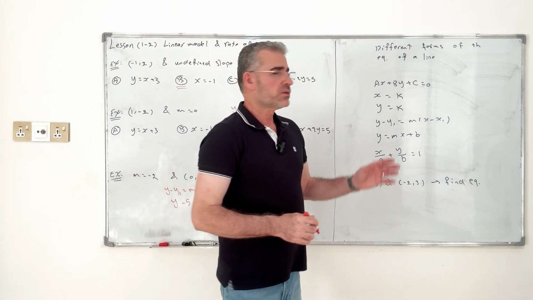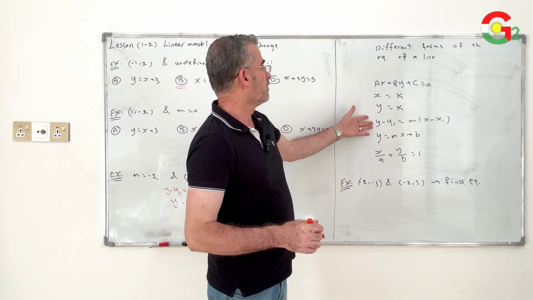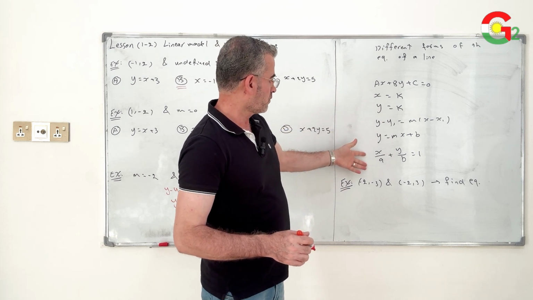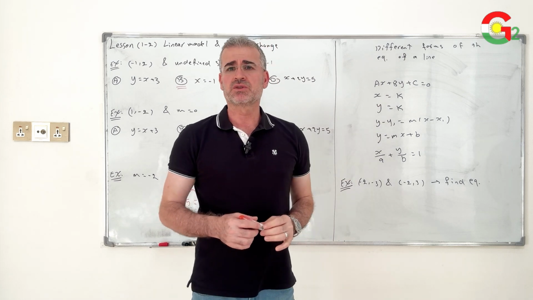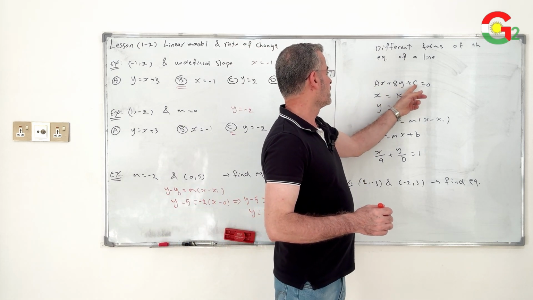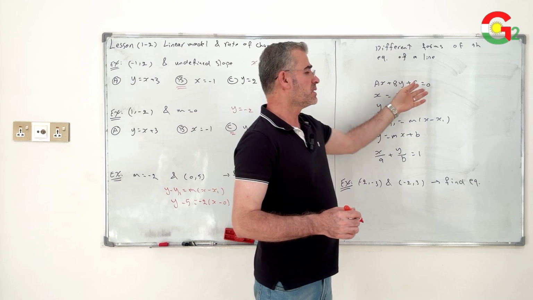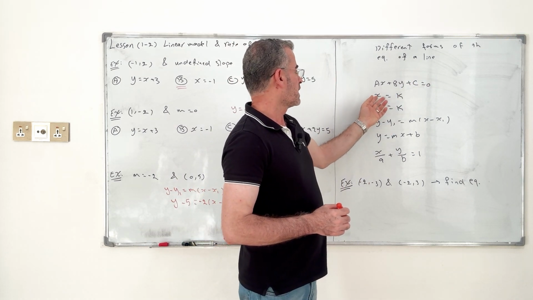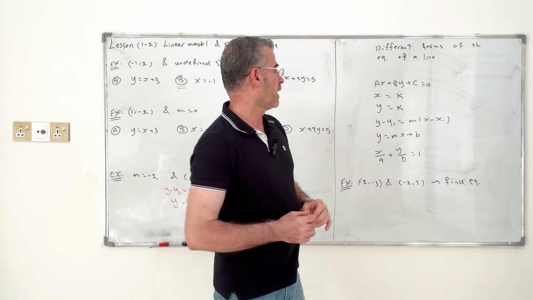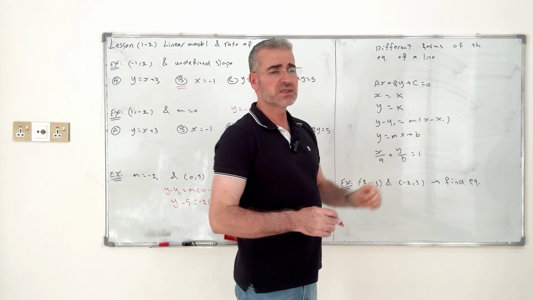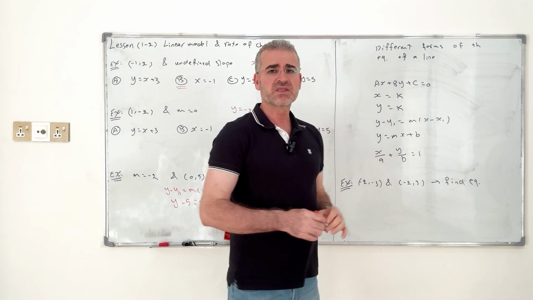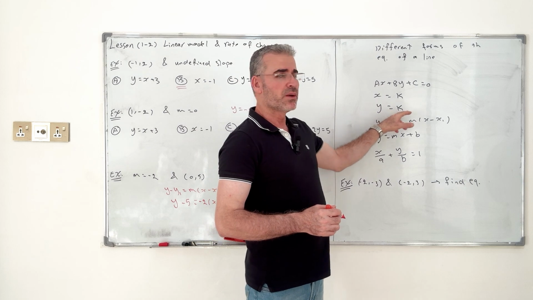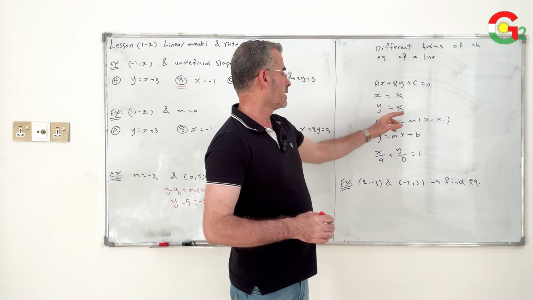It is useful here to list the different forms of the equation of a line. We have 6 forms. The first one is called general form, ax plus by plus c equals 0, where a, b, c are real numbers. The second one is for a vertical line, x equals k, k is any real number. The third is for a horizontal line, y equals k, k is any real number.